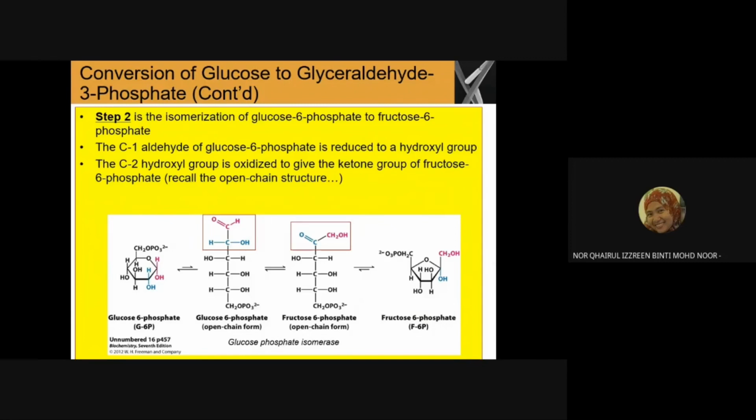This is the difference between glucose 6 phosphate and fructose 6 phosphate. Glucose 6 phosphate is an aldehyde, and fructose 6 phosphate is a ketone. These are the chemical groups.